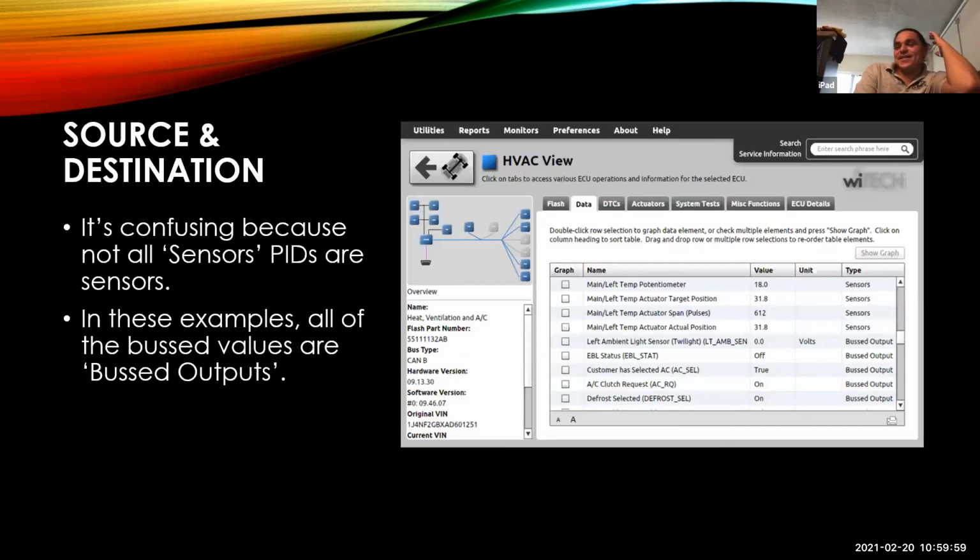Why did I pay all this money for this thing? I can't. Yeah. Right. So here's an example, source and destination. It's confusing because not all sensor PIDs are sensors. Here's some example. All of the bus values are bus outputs. So here we have a bunch of PIDs. This is a factory scan tool, and Chrysler is at least nice enough to tell us, hey, some of these are factory and some of these aren't.